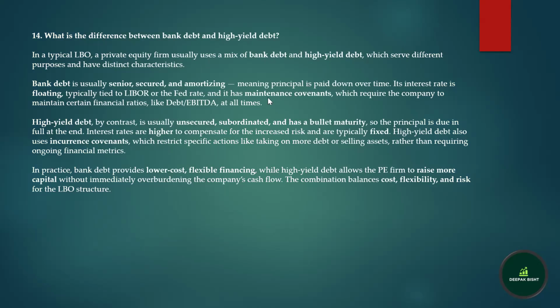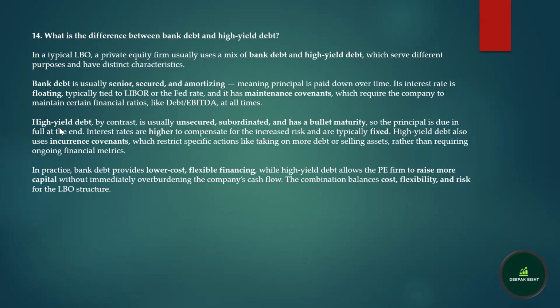If we talk from the perspective of covenants, meaning the terms and conditions which come along with the debt, a bank debt tends to have maintenance covenants, which are designed to ensure that the company maintains a certain level of financial health. Common covenants might include maintaining a specific debt to EBITDA ratio or ensuring that liquidity stays above a certain threshold. If the borrower breaches these covenants, the lender has the right to call the loan or require the borrower to take corrective actions.